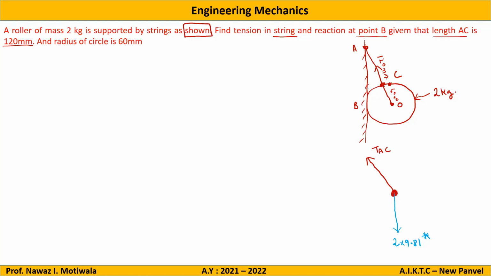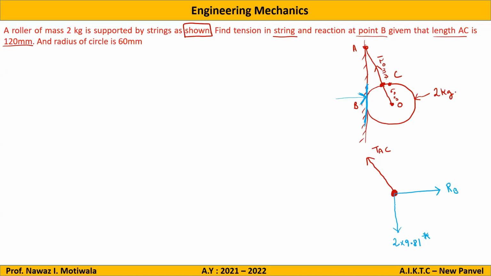The last one, reaction from the contact surface. Here you can see the contact surface is vertical. If the surface is vertical, how will the reaction be? Perpendicular, horizontal, and it will be from the surface to the body. So the direction will be like this. Let us say this is RB.